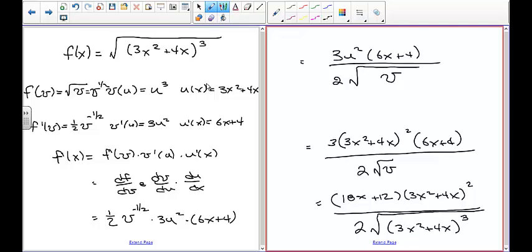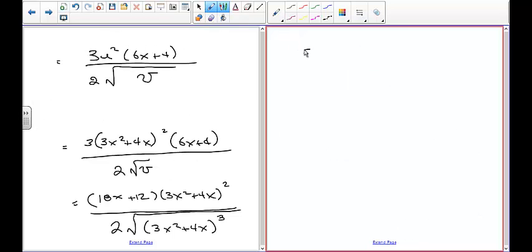Now, if we clean that up, we've got 3x squared plus 4 squared in the numerator. So we can move that to the denominator and make it negative. So what you have here is, well, let's just do a little thing on the side here.